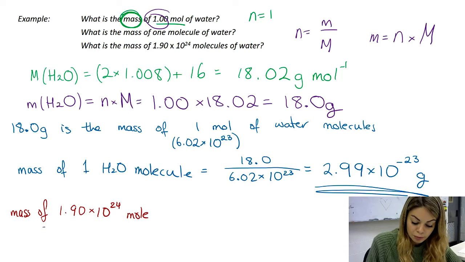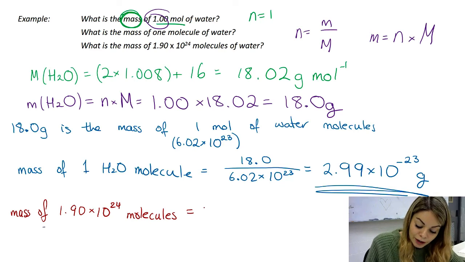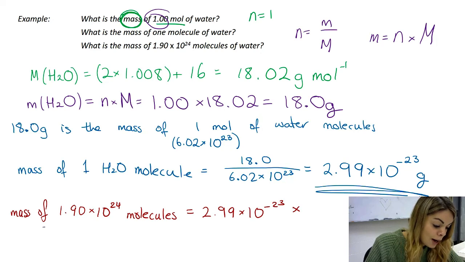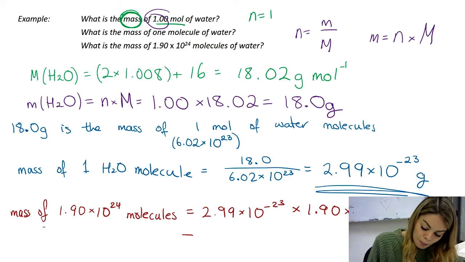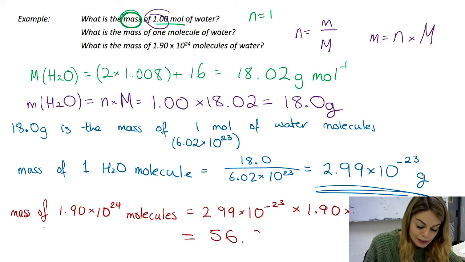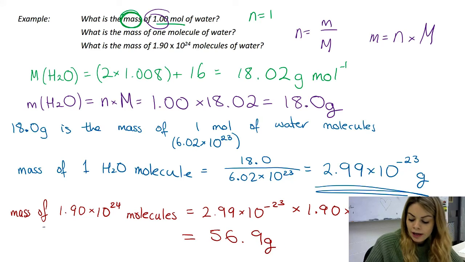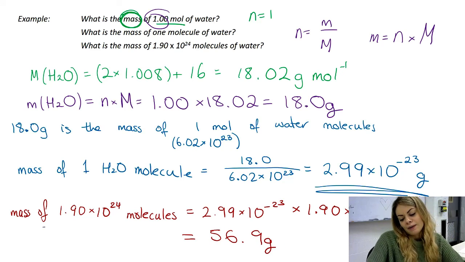molecules. Sorry, I feel like I've lost the plot a little bit today. I'm not really on my best game. Is the mass of one of them, 2.99 times 10 to the negative 23, times by how many of them there are, which is 1.90 times 10 to the 24. And that equals a lovely number, 56.9 grams.